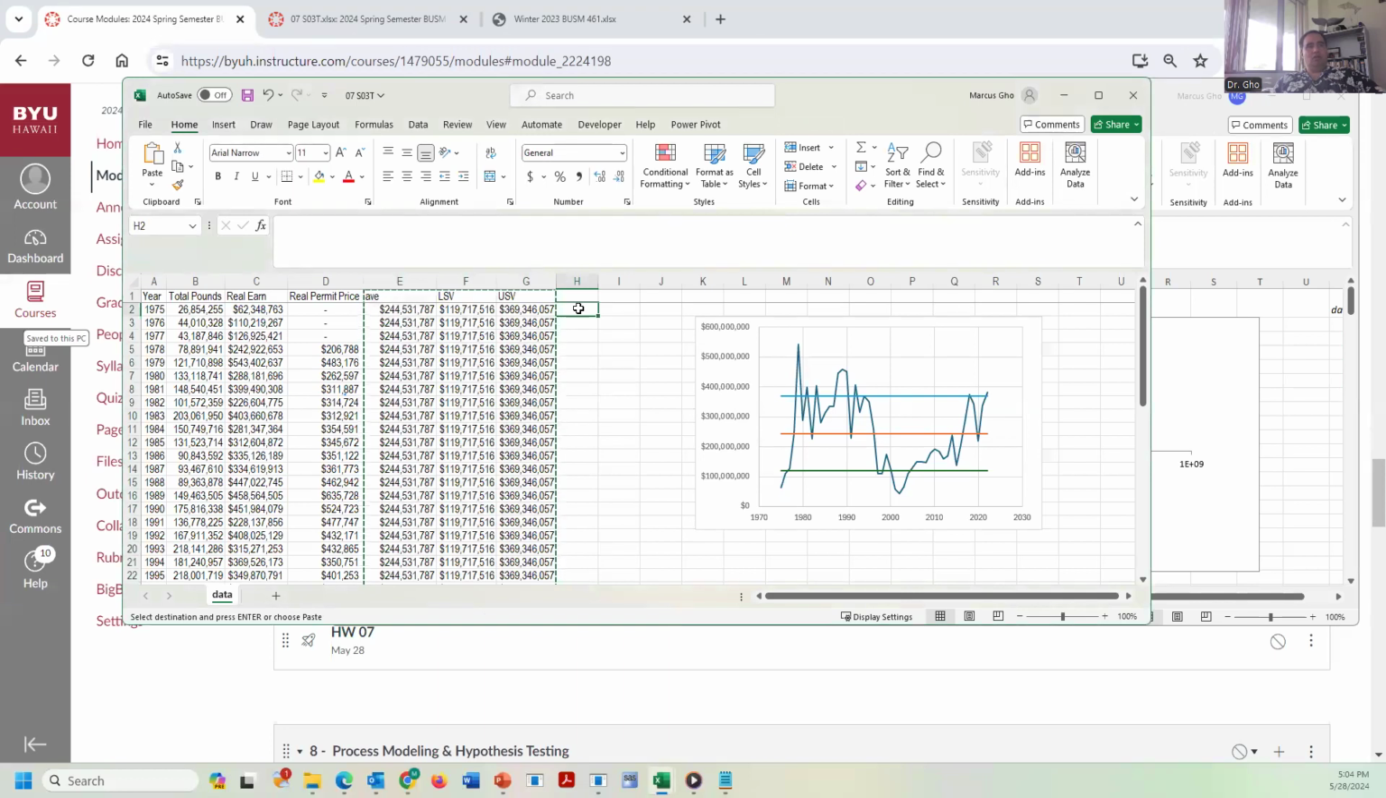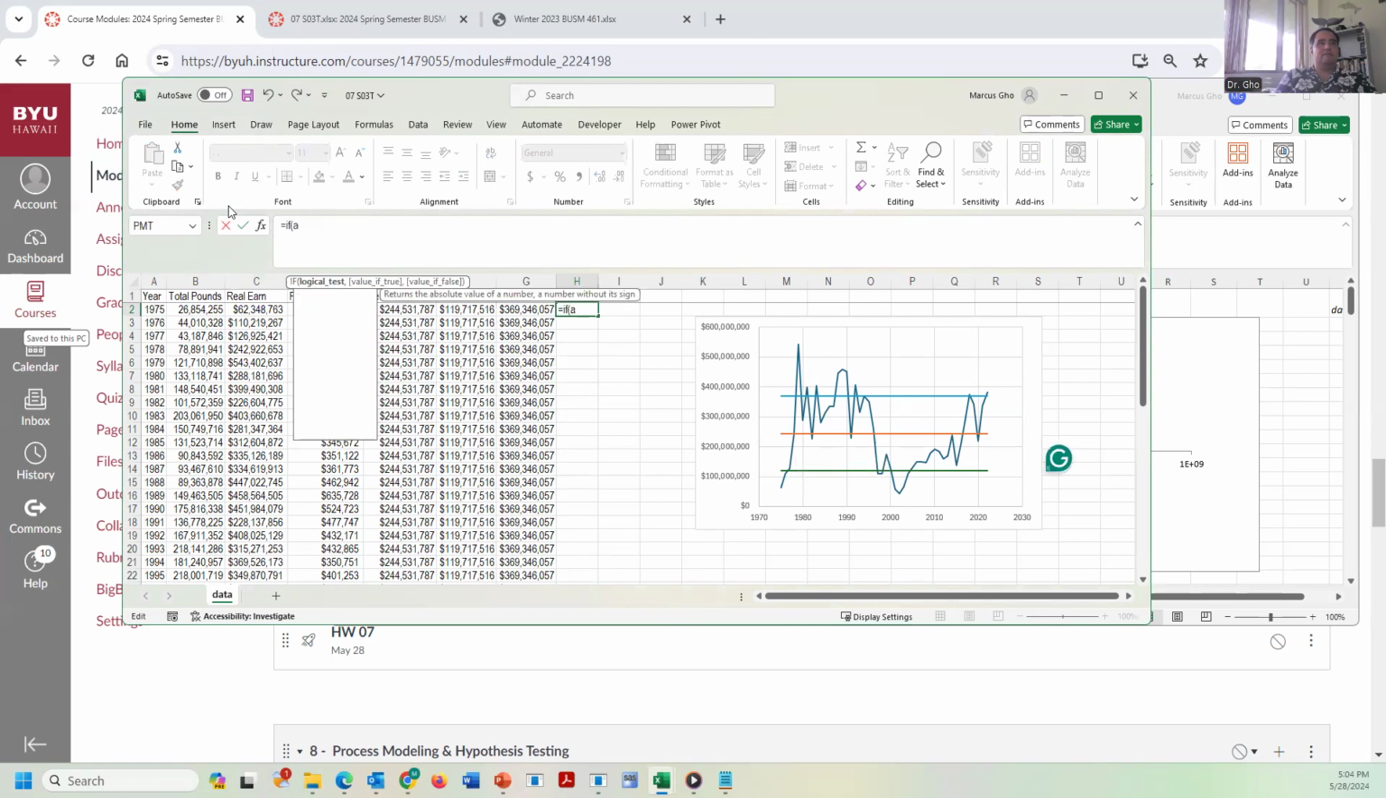I'm going to write one more to determine if these values that we're looking at, this line, the real earnings, are within the specification values. And I'll do that with a formula called IF AND. So if this value, let's see what's going on here. Okay, equals IF real earnings is greater than or equal to the lower specification value and the real earnings is less than or equal to the upper specification value.